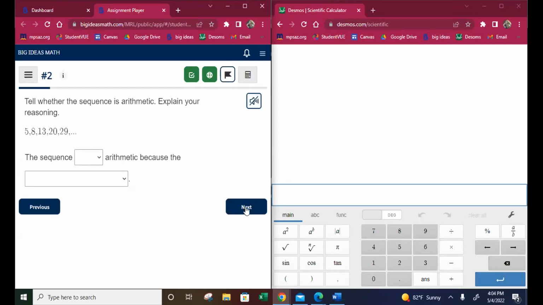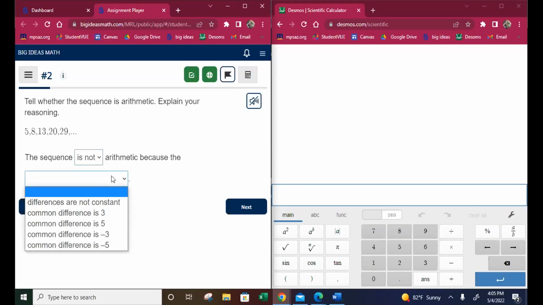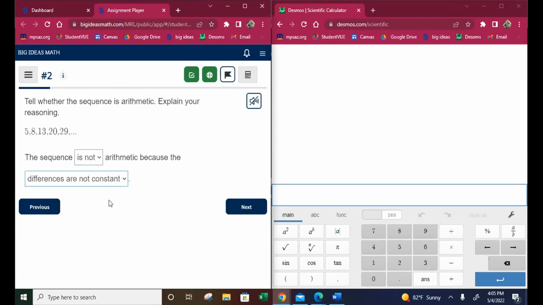So this is not a good example of it. From 5 to 8, you're adding 3, but from 8 to 13, you're adding 5. From 13 to 20, you're adding 7. Notice that you're adding a different number each time. So this one is not arithmetic. It's not geometric either. It's something else, because the differences are not constant.